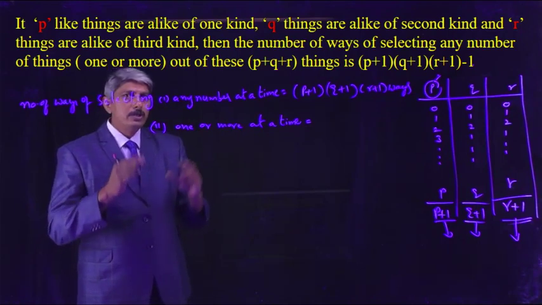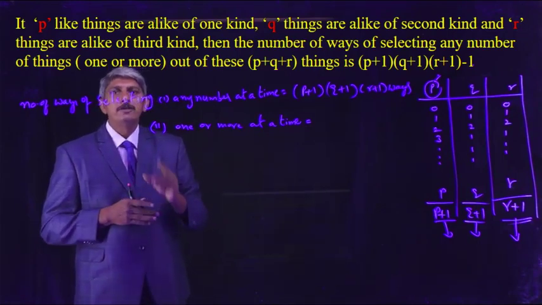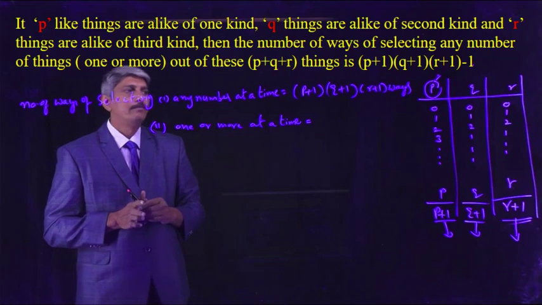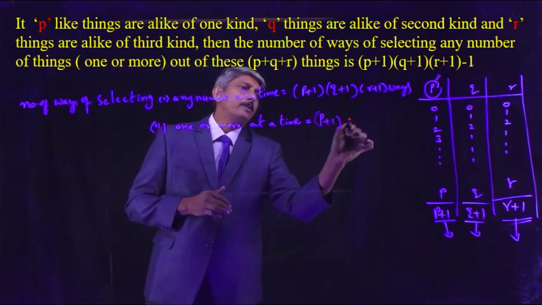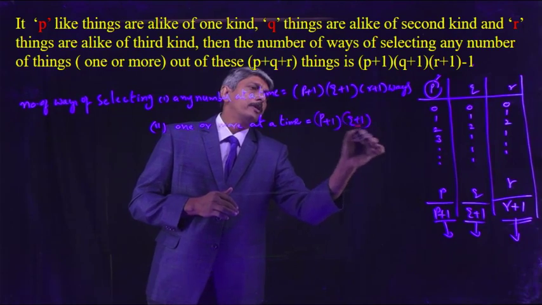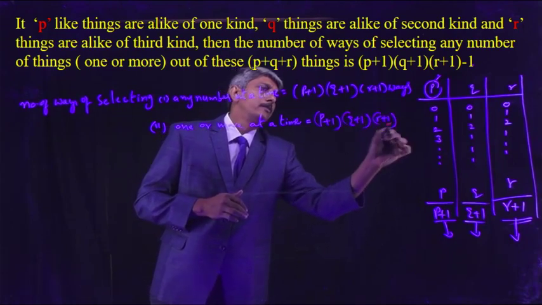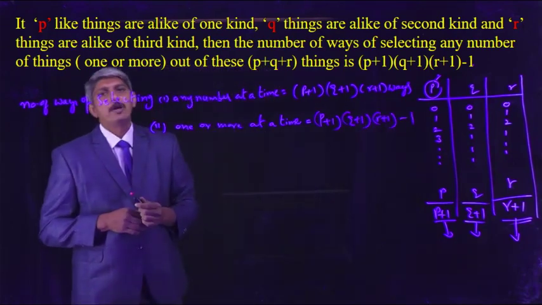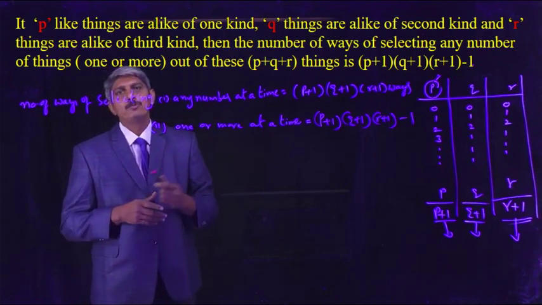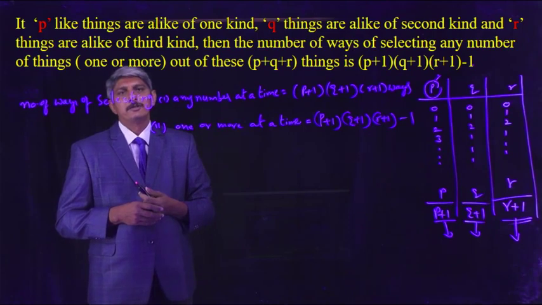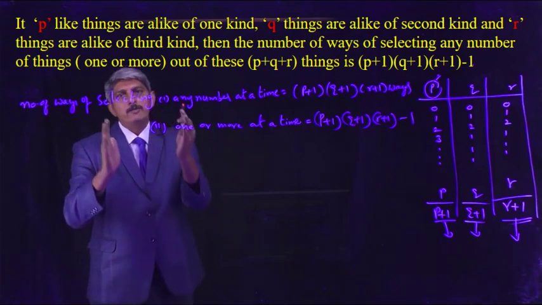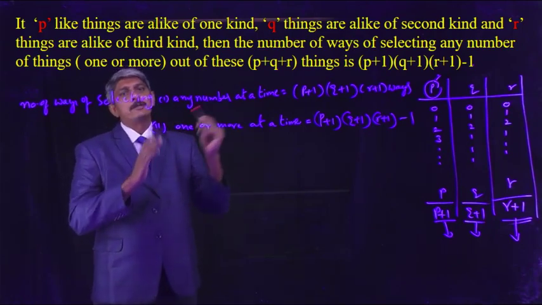So we do not draw any things in how many ways? Only one possibility. Therefore, by subtracting that case from the total number of cases, the value is (P+1)(Q+1)(R+1) minus 1. Now, let's extend this formula to some other applications.